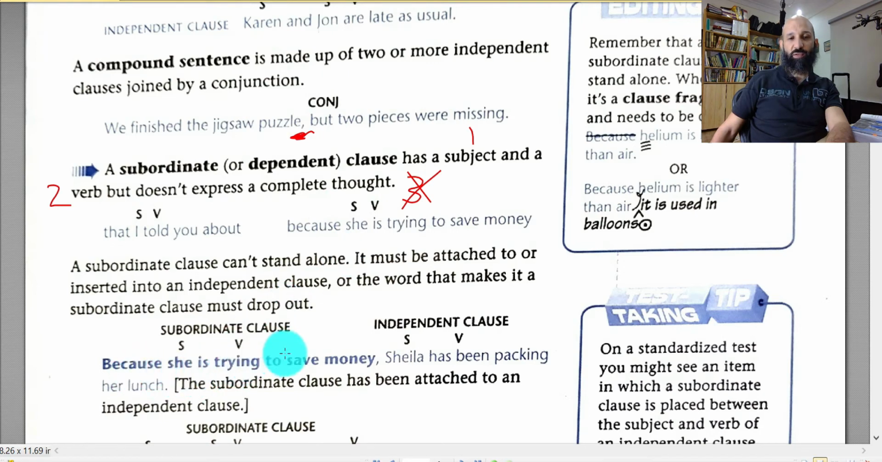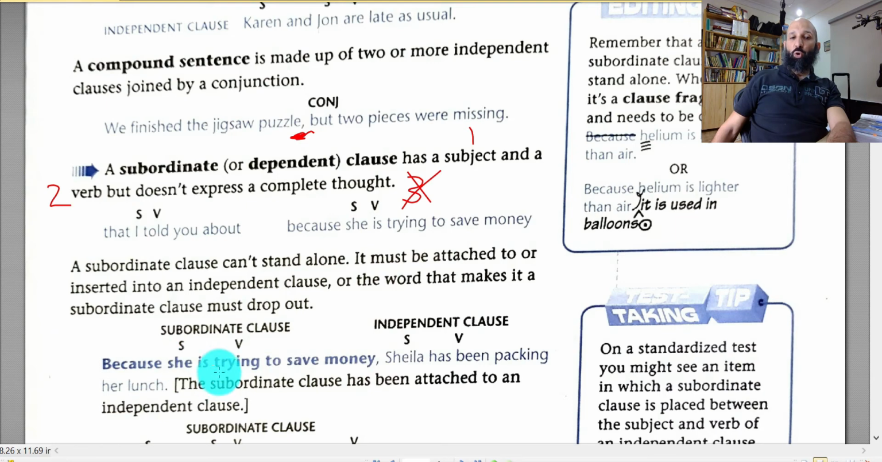"Because she's trying to save money," just like this, but we would put a comma. "Sheila has been packing her lunch, not really buying anything from a canteen." So "because she's trying to save money" is the subordinate clause. It's called the subordinate clause because it needs another clause to explain it. And here is the other clause that explains that, the independent clause. So this is the dependent clause or the subordinate clause, and this is the independent clause. It's called the independent clause because it makes sense by itself. This one doesn't.